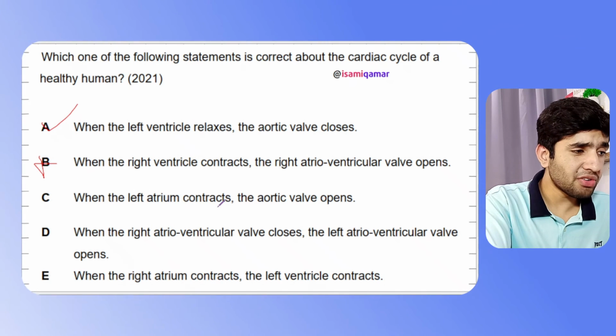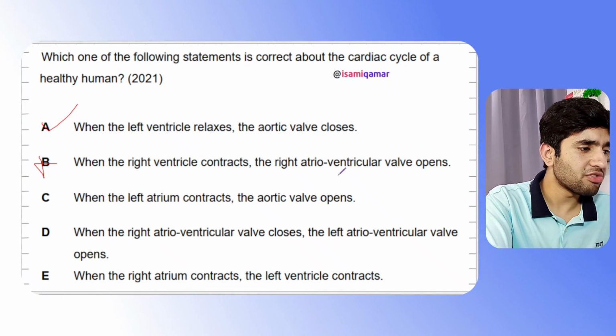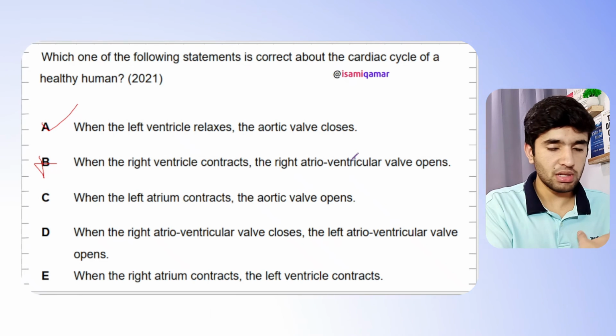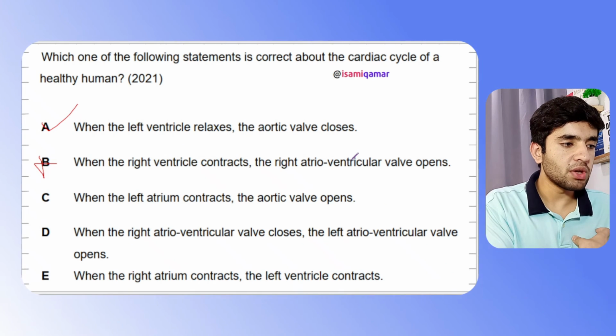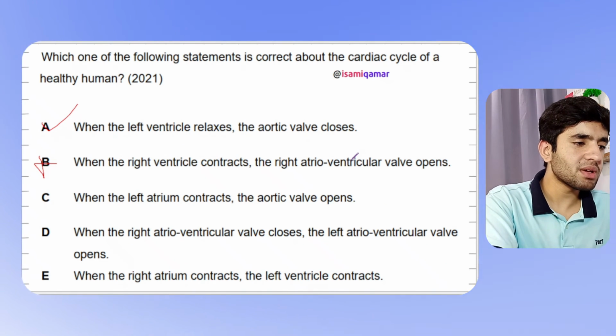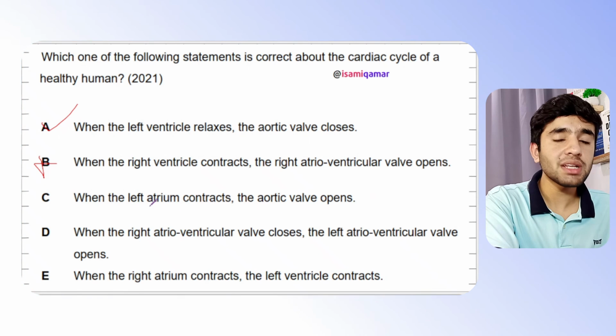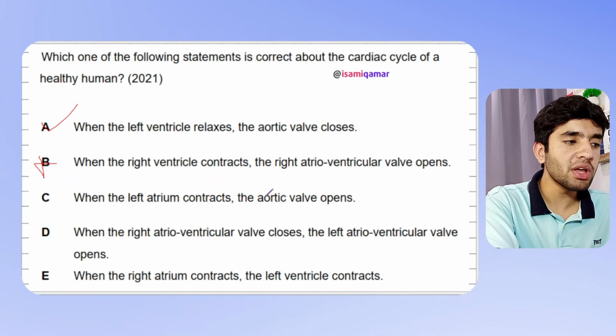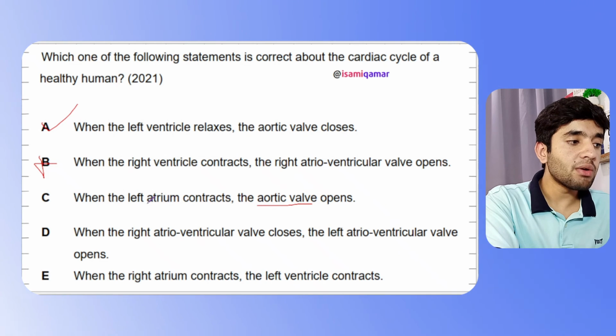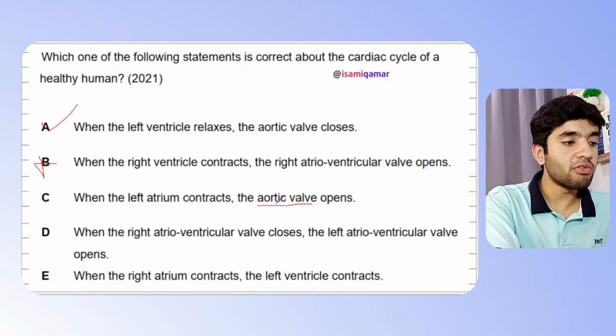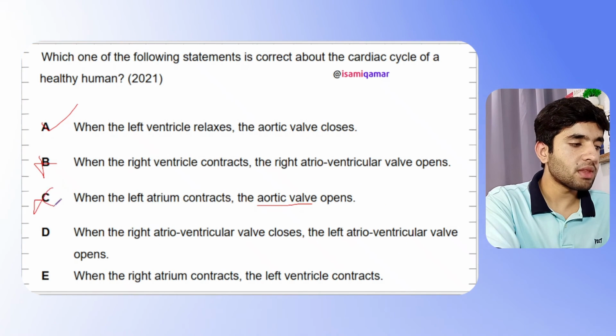When the left atrium contracts, the aortic valve opens. No, that doesn't make sense, because when the left atrium contracts, it is the AV valve, not the aortic valve. When the left ventricle contracts, the aortic valve will open. So the atrium option doesn't make sense.